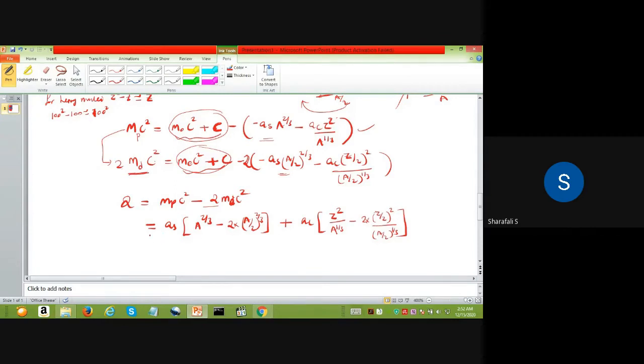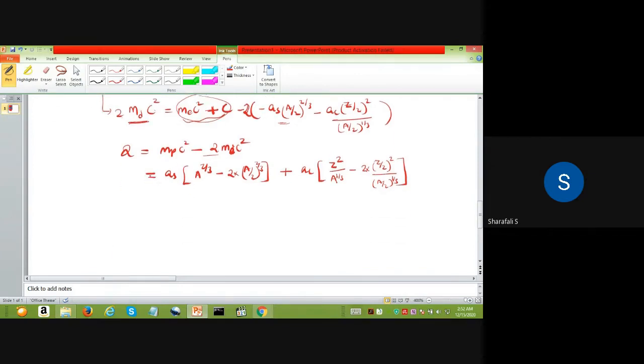So you need this value. This is your Q value. So for energetically feasible reactions, or energetically possible reactions, we can say, for that we need this Q value to be positive. This Q value has to be positive. So that means for an energetically feasible fission process, this Q value has to be positive.